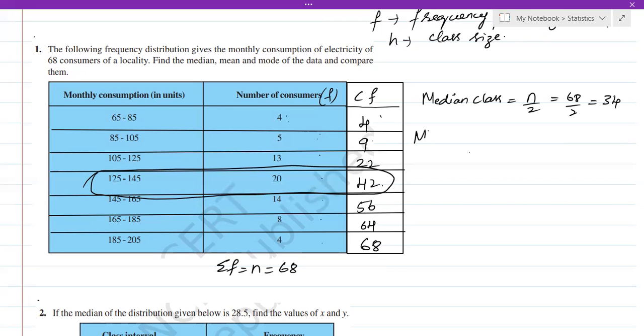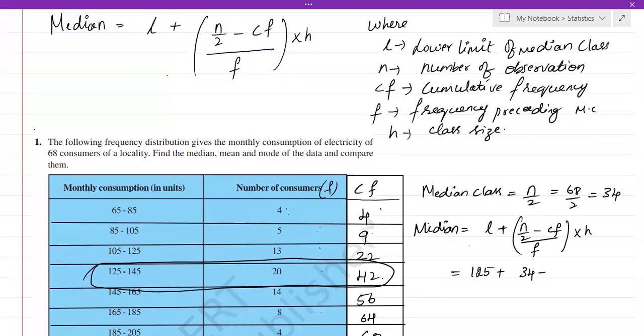Now in the next line, let's write the formula. Median is equal to L plus (n by 2 minus CF) by F, the entire thing multiplied by H. Now what is L, the lower limit? That is equal to 125. n by 2 we have already done, that is equal to 34 minus, okay, here actually I made a mistake. F is the frequency of median class, here CF is the cumulative frequency preceding.